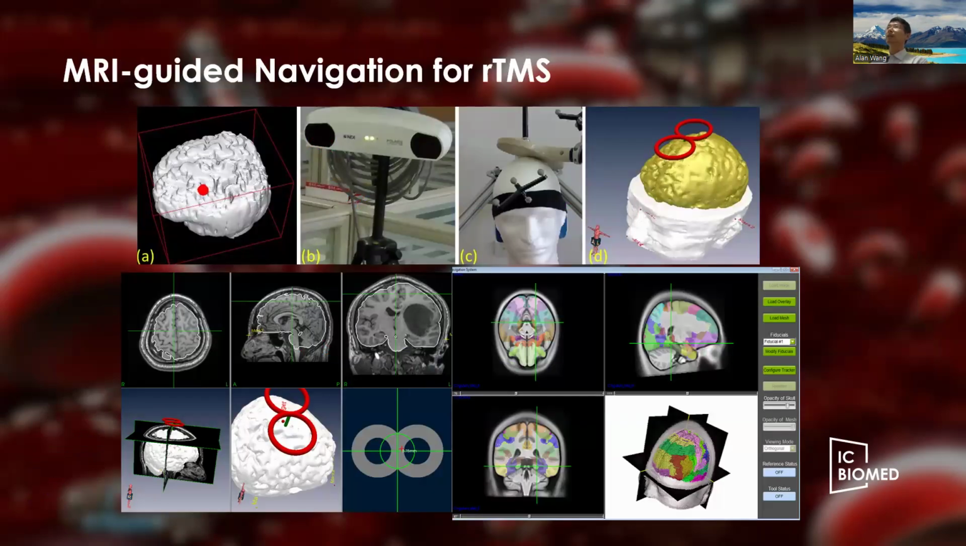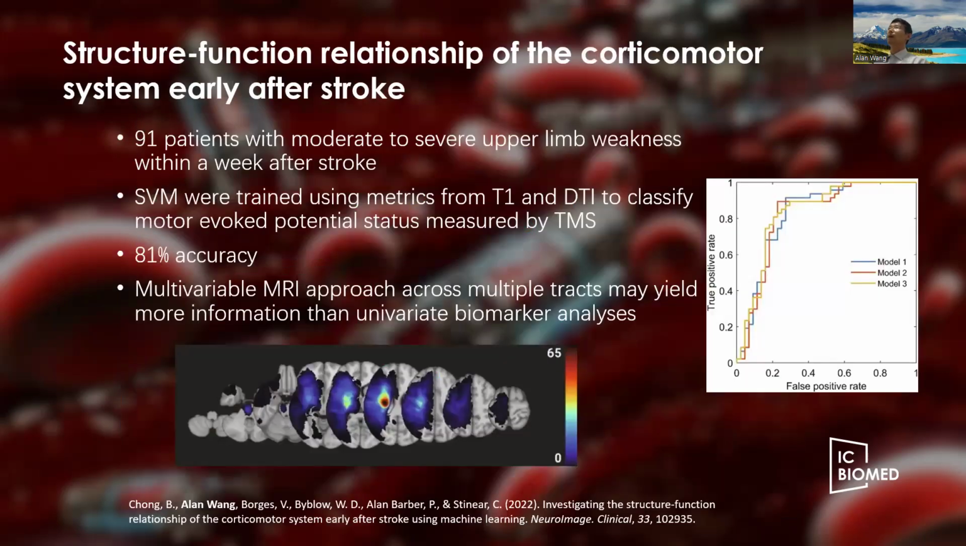And the imaging data can also be utilized for planning and navigation for the intervention, such as TMS and other stimulation. It could be magnetic or electrical stimulation. Based on the multimodal neuroimaging data, there could be a lot of applications for diagnosis or prognosis. So this slide demonstrates our work based on imaging data to predict the motor function after stroke, for example, 6 months or 3 months after stroke.